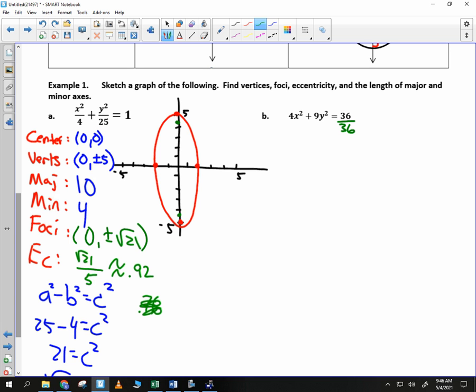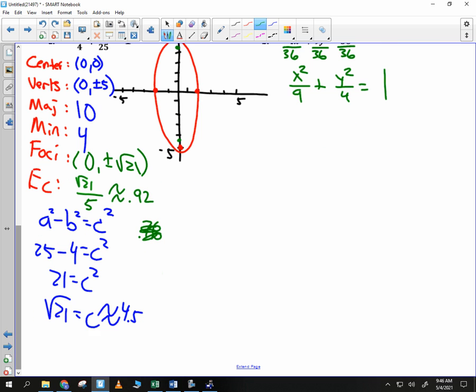Divide by 36. Oh, didn't I pick nice numbers? 4 over 36 gives me x squared over 9. And 9y squared over 36 gives me y squared over 4 is equal to 1. Sweet. I love it.